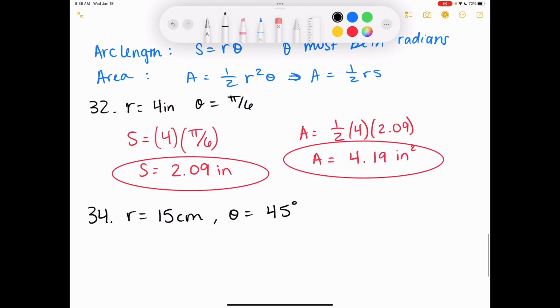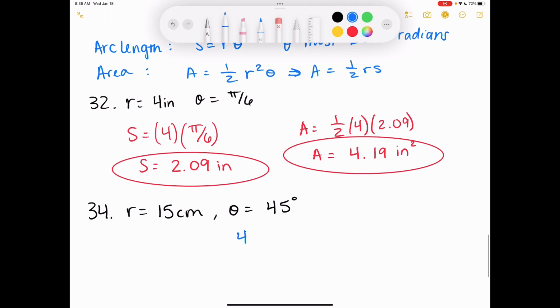So before I do anything, I want to convert theta to radians. So what is my conversion factor for that? Pi over 180 degrees. Pi over 180, yep. And so again, we leave the pi's when we do this, so we're just reducing. 180 divided by 45 is 4, so this ends up being pi over 4.